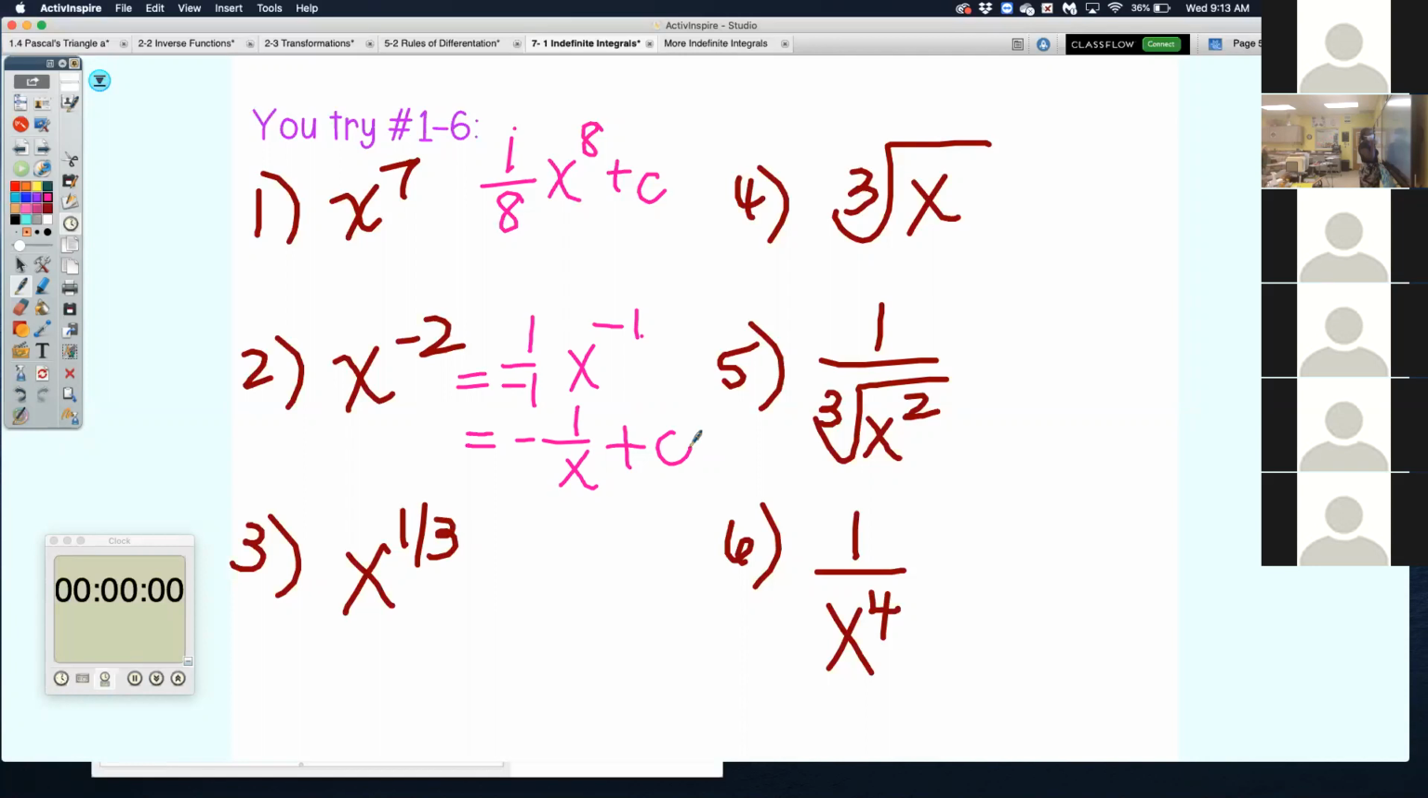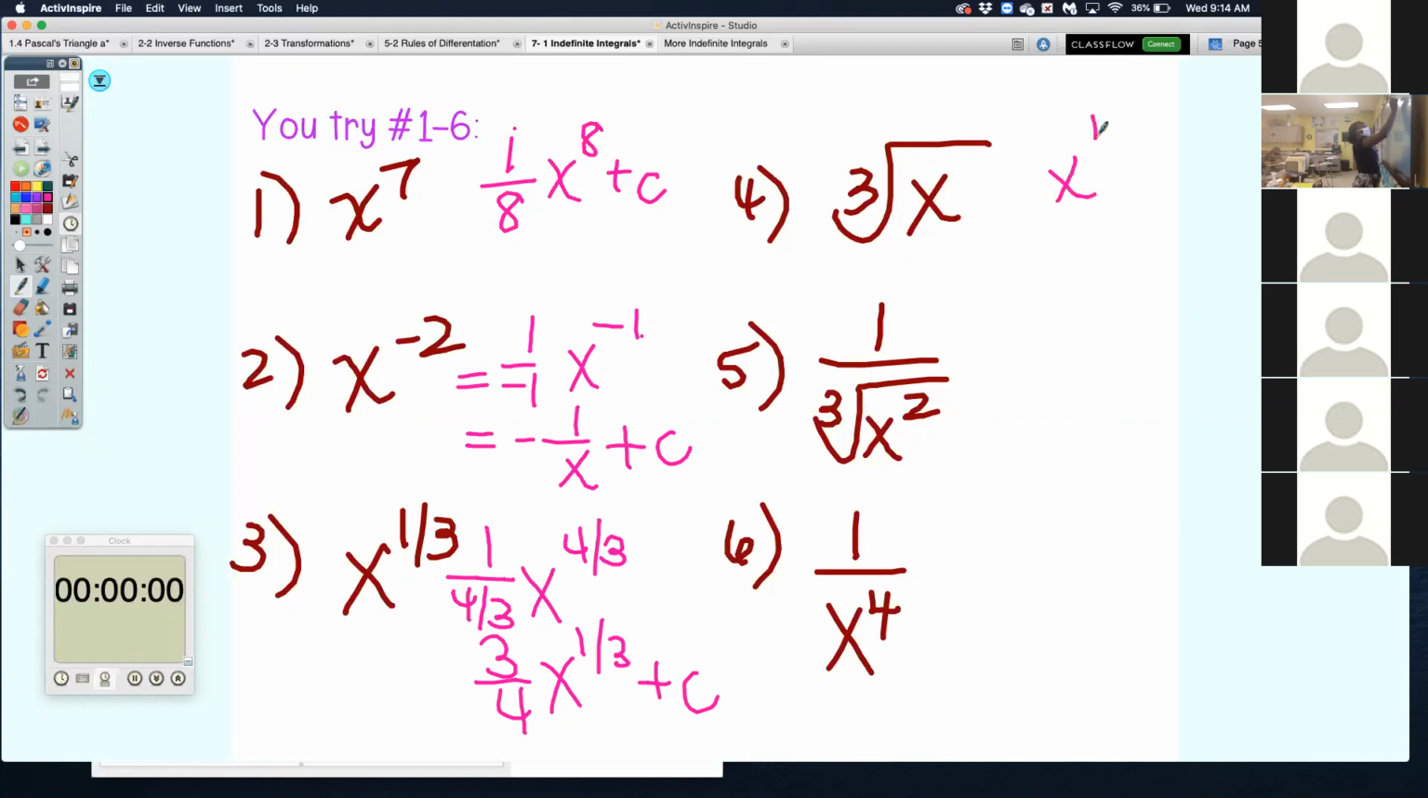Here, when we add 1, we will get 4/3. That would technically be 1 over 4/3, but we cannot have a fraction within a fraction. So it'll be 3/4 x to the 4/3 plus c. And if you recognize, 3 and 4 were the same thing. So yes, even for number 4, it was 3/4 x to the 4/3 plus c. I forgot to make that into a 4 in number 3.